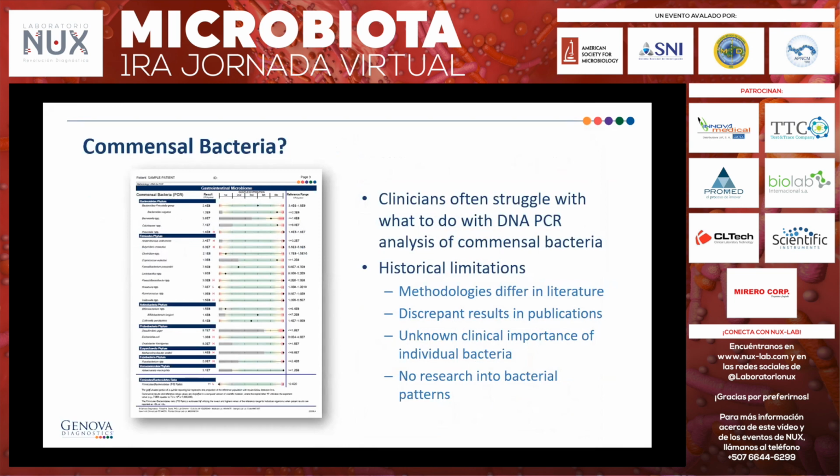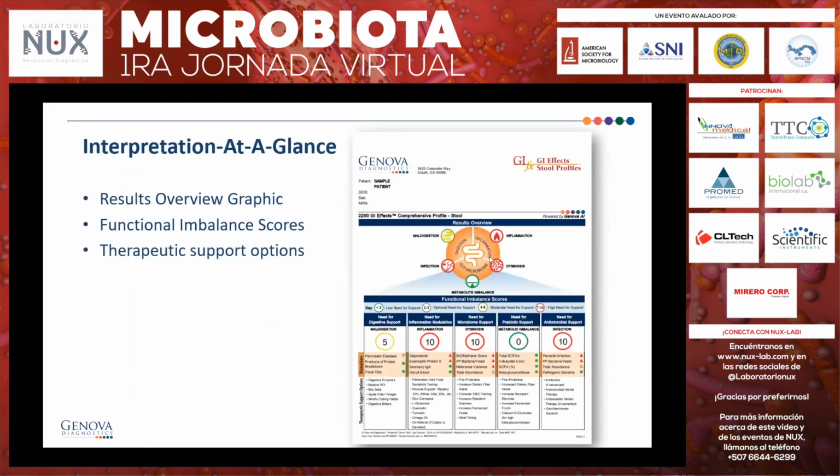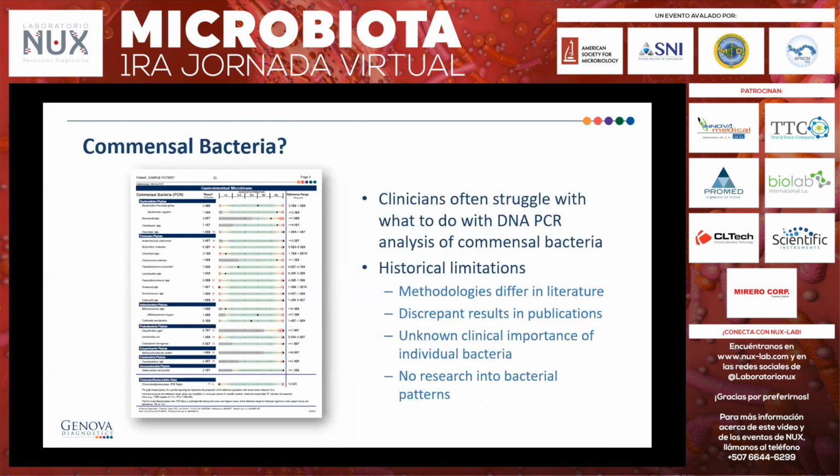So I'm just going to go back really quickly. If you look at, again, that DIG framework, the largest part of the framework was really the gut microbiome. And the gut microbiome is really looking at these commensal bacteria. And until recently, we've really struggled as a medical community to understand, well, what do I do with all of this DNA PCR commensal bacteria results? You have different methodologies in literature, you have discrepant results in publications. What does it mean when one bug is high, when one bug is low? And there's no real research about the bacterial patterns.